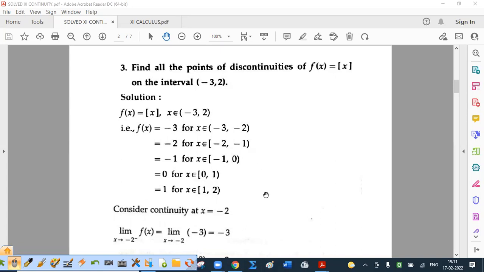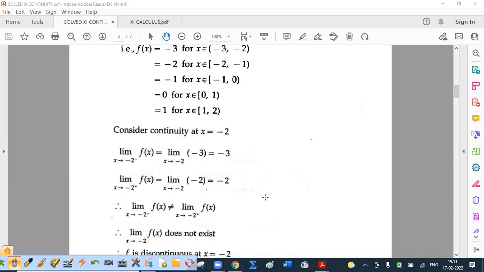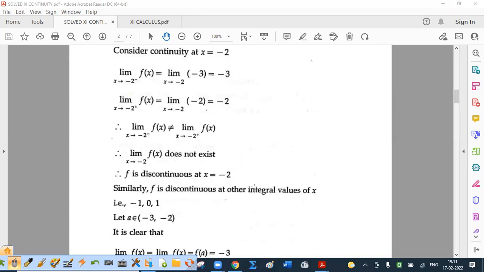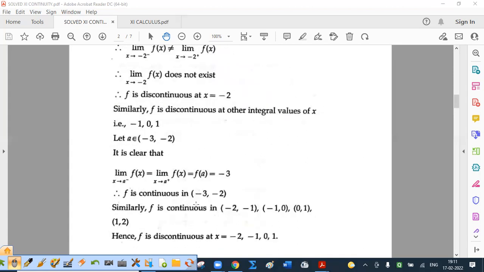Minus 2 plus means greater than minus 2. For that, it is minus 2. So what is limit of minus 2? Minus 2. Now left hand limit is minus 3. Right hand limit is minus 2. They are not equal. So limit does not exist. So function is discontinuous at minus 2. Similarly, you need not prove for remaining. Similarly, you can say that function is discontinuous at other integral values of x, minus 1, 0 and 1. And therefore, conclusion is function is discontinuous at minus 2, minus 1, 0 and 1.